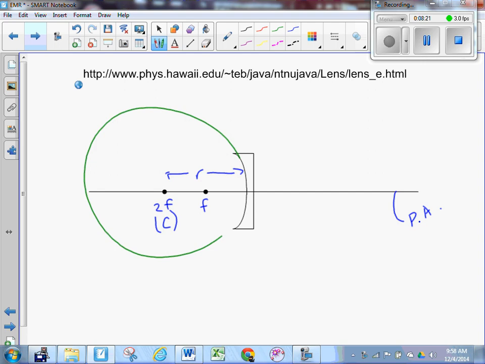So when you have a curved mirror like this, a concave or a converging mirror, the focal point will be 1/2 of the radius of the mirror, or 1/4 of the diameter.